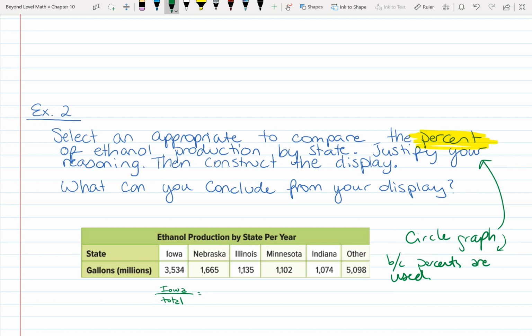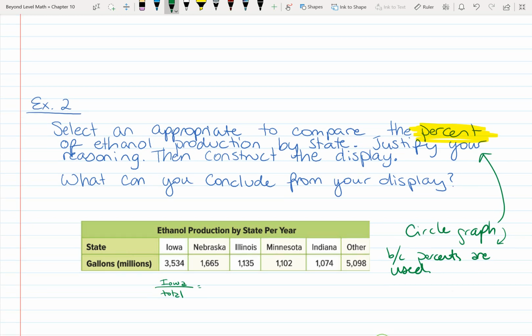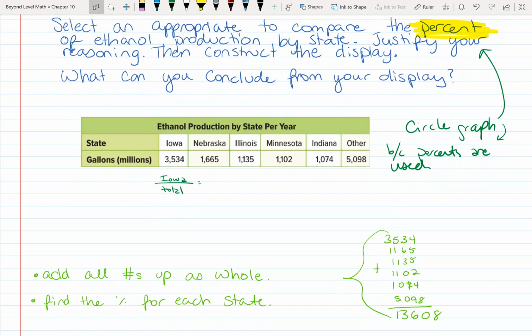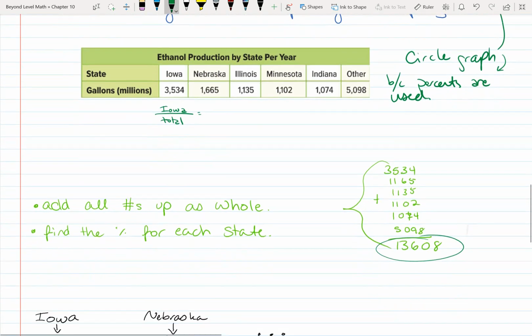Same with Nebraska, 1665 over the total. So to find the total, we need to add all of those numbers together to get the whole. So I've added each of the gallons per state together. I've got 13,608 gallons total. Then to find the percent for each state, I'm going to put that number for Iowa over the total. I'm going to get a decimal.